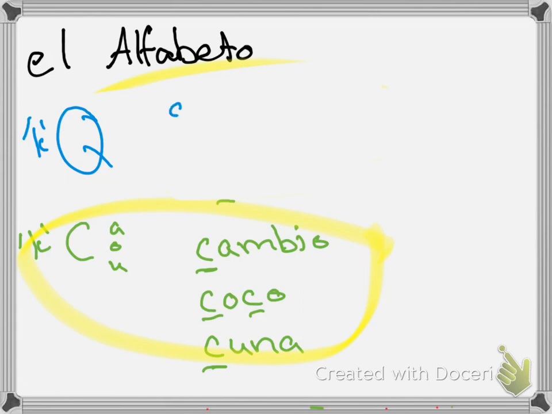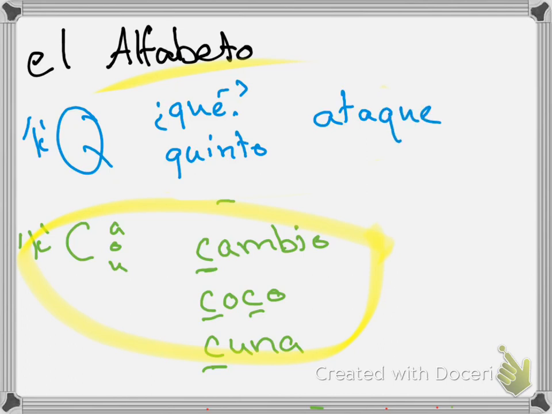So for example, we have the question word qué, which means what? It's just qué, not kwe. Or quinto, which means fifth, like I'm fifth in line. Or ataque, attack. There's no kw, it's all K, just K.